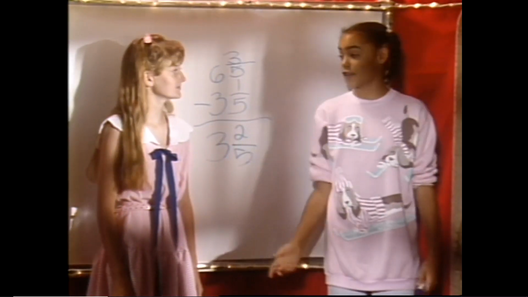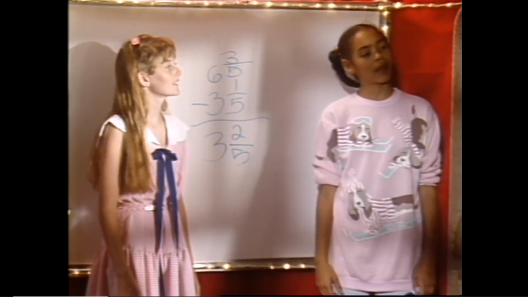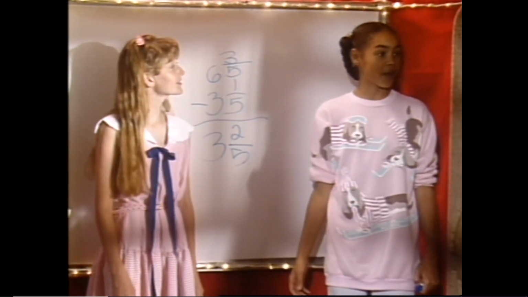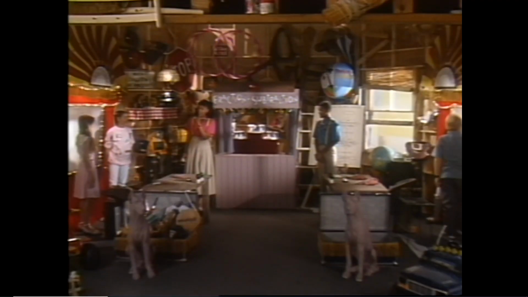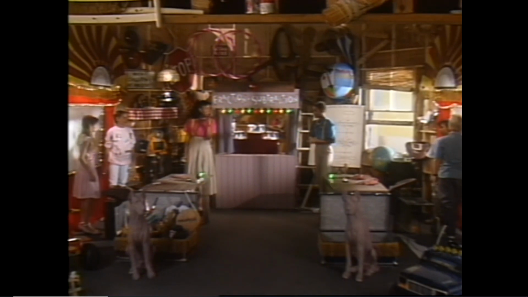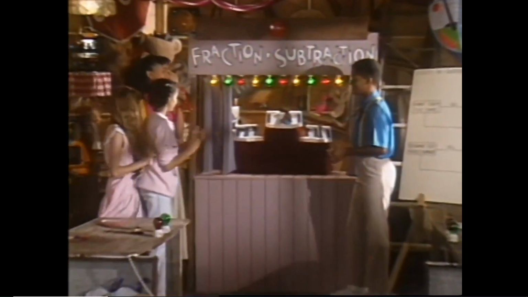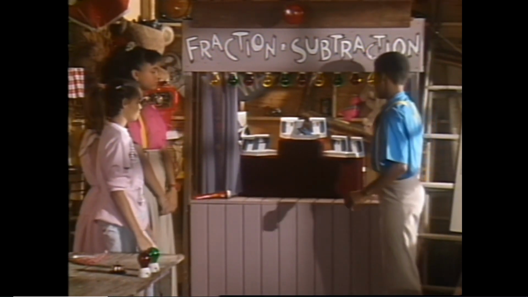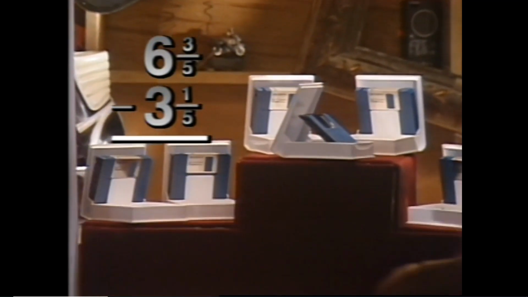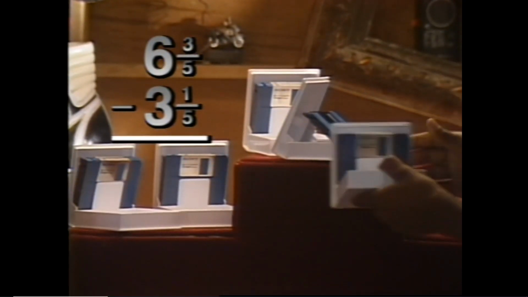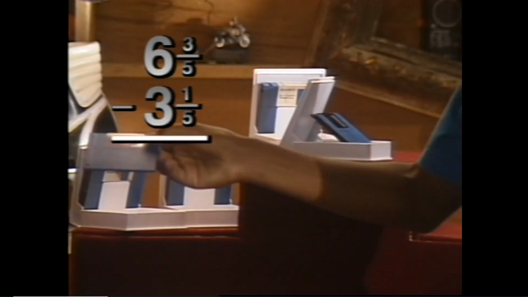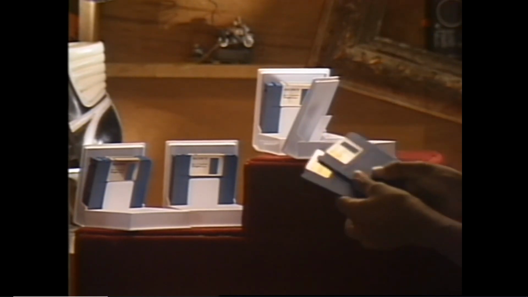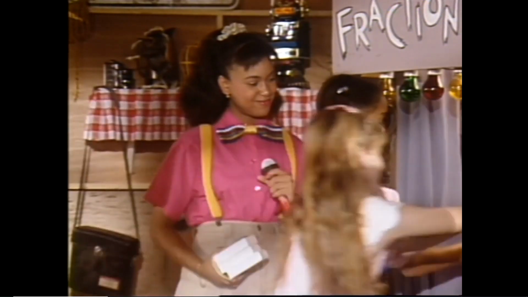3 2/5. I knew we were close because when we started, I estimated that something over 6 1/2 minus something under 3 1/2 had to be something over 3 but under 4. Are they right or are they wrong? Show it to us, Barry. From the 6 3/5 boxes, we subtract 3 1/5 boxes, 3 full boxes, and 1 disc. And that, of course, leaves 3 2/5 boxes, 3 full boxes, and 2 discs. All right.